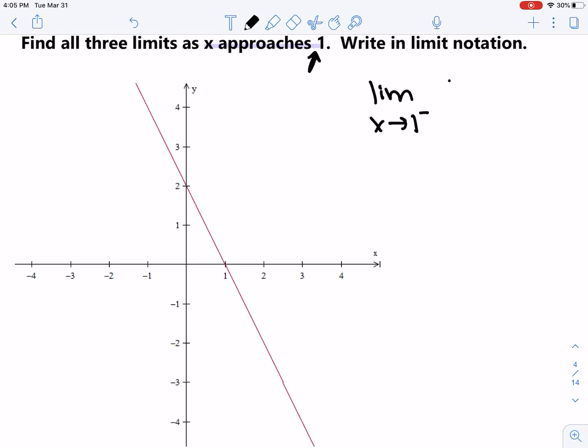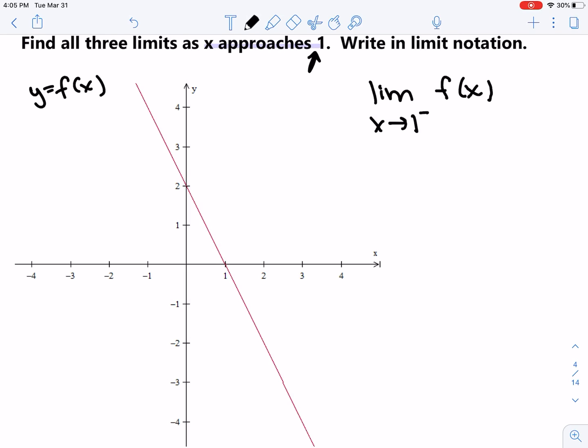from the left. Don't forget to put f of x here. We're going to assume that this is the graph of y equals f of x. If you leave that f of x off, we call that a naked limit when we're grading AP exams, and you do lose points for that on the AP exam. So really get in the habit of making sure you've got your function in there.